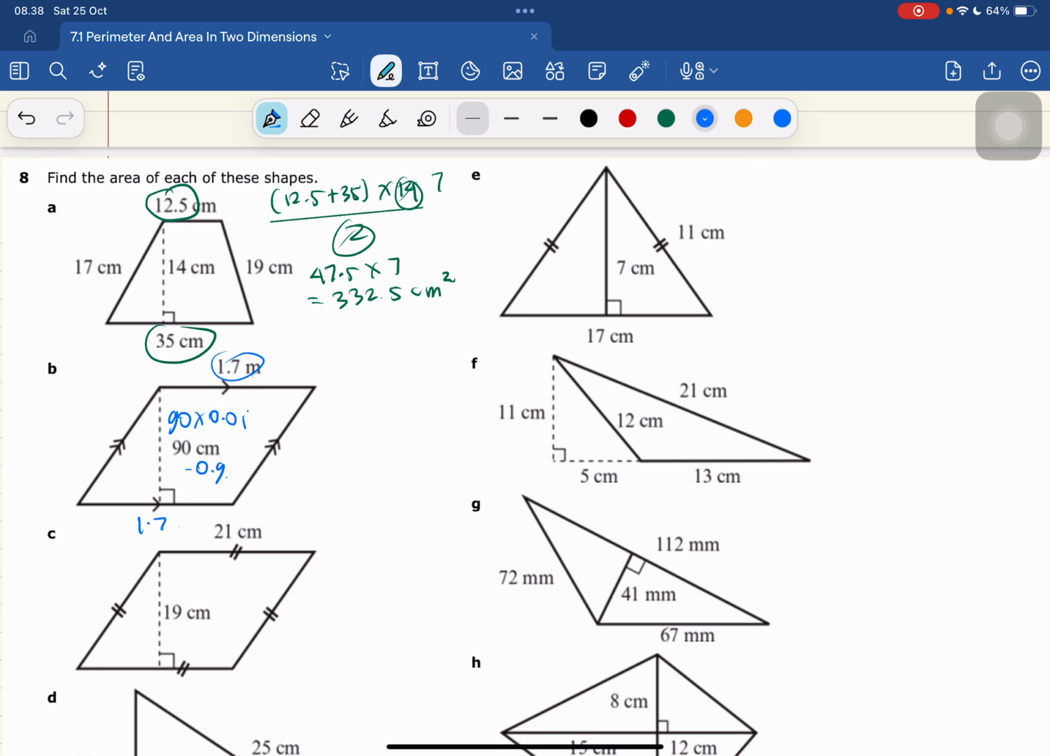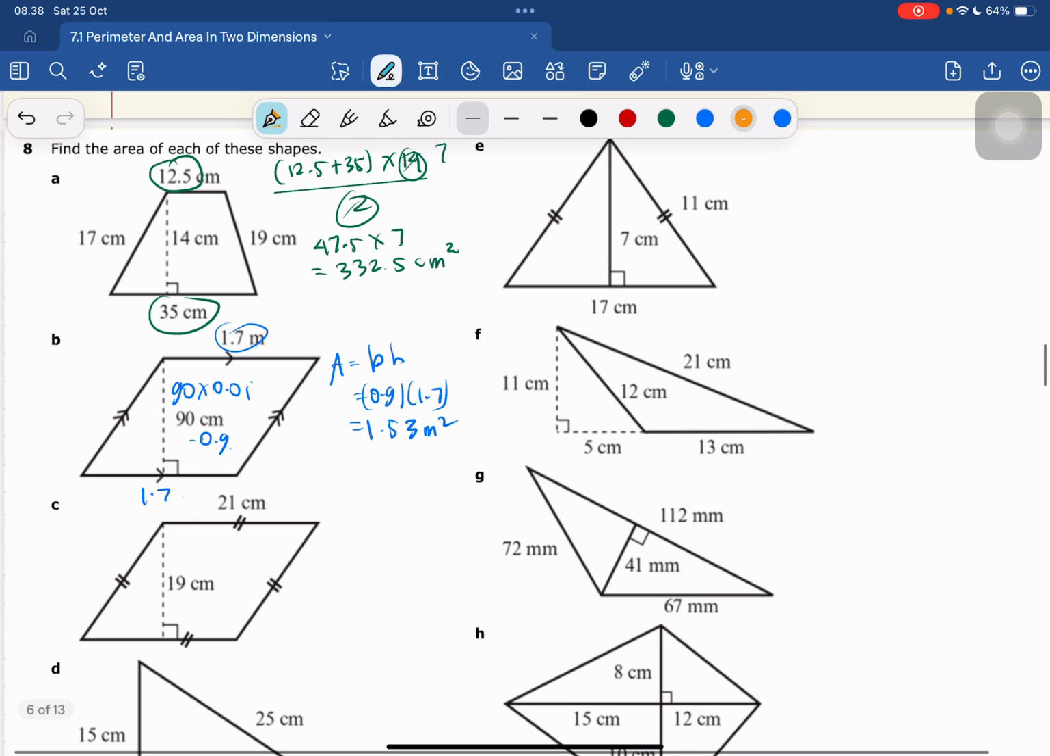Okay, there we go. For the area, we just need base times height. Base is 0.9. We multiply by 1.7. So the answer is going to be 1.53 meter square. Next, what is this?